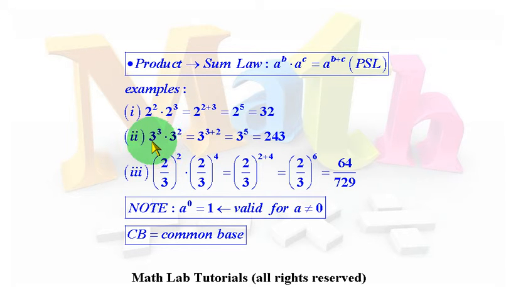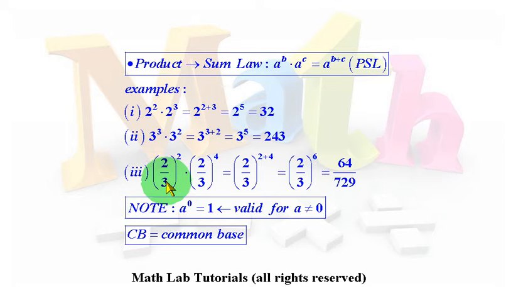Second example, 3 to the power 3 dot 3 to the power 2. The common base is 3, so we just add the exponents. It becomes 3 to the power 3 plus 2, which becomes 3 to the power 5. And of course, you can use the power button on your calculator to calculate 3 to the power 5 to get 243. Or again, you can do it manually if you wish.